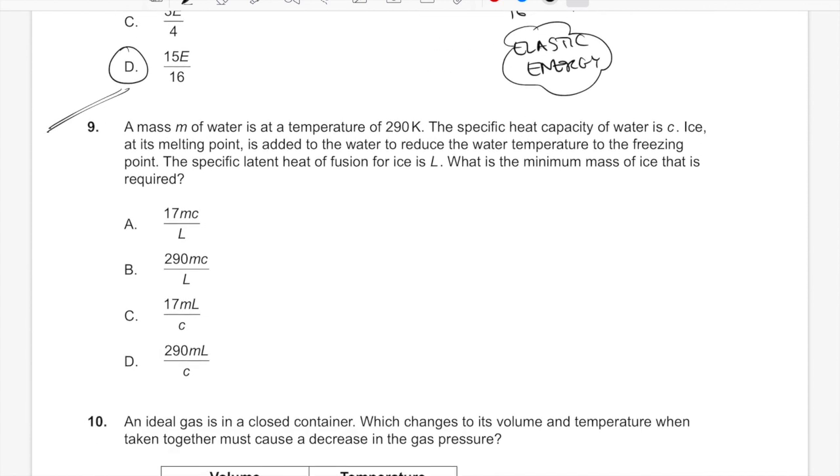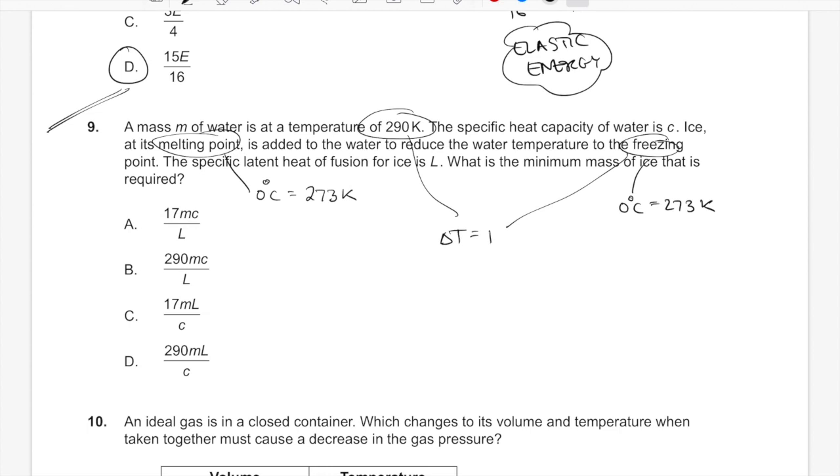Okay, now we are done with topic 2 finally, and we get to topic 3, and we get to do some calorimetry here. Water and ice cubes mixed up, and we just have to look at the energy flows carefully. So read the question carefully. We have water that's at 290 Kelvin, then ice is at its melting point, 0 degrees Celsius, 273 Kelvin. We want to reduce the water temperature to the same temperature. So the water was 290 to begin with, and we want to reduce it to 273. So it has to lose some energy, right?